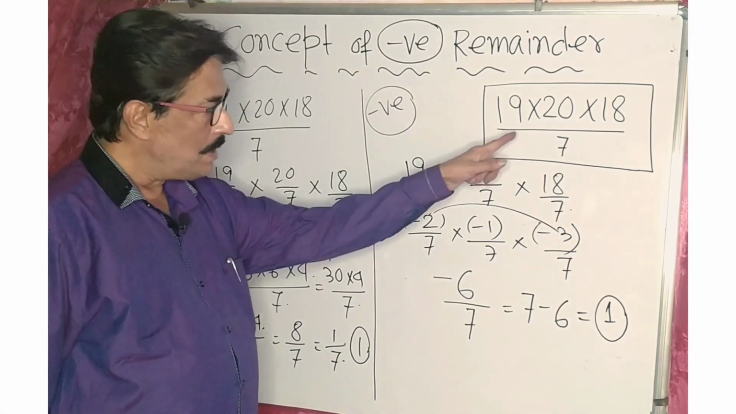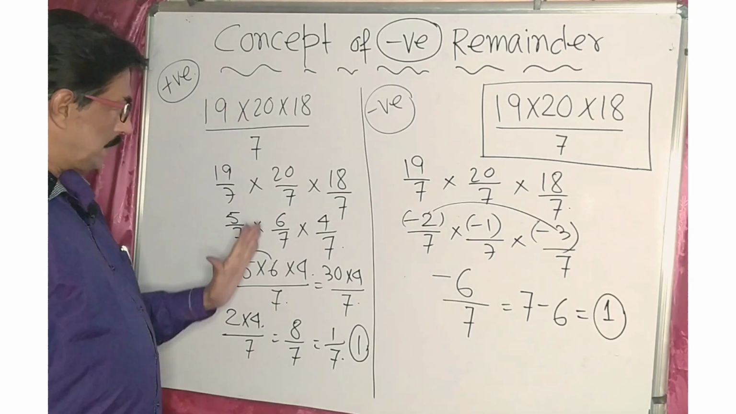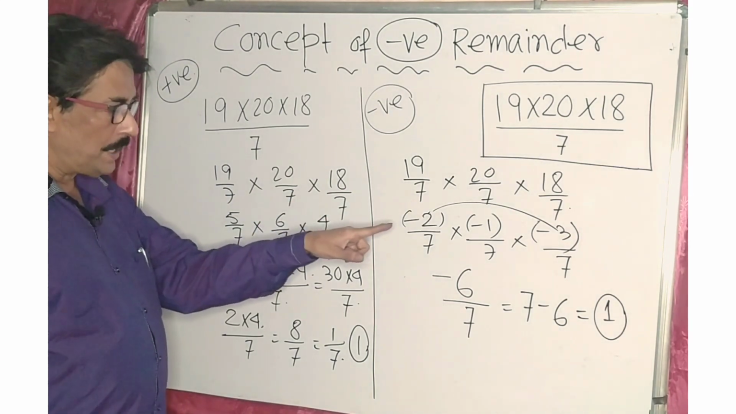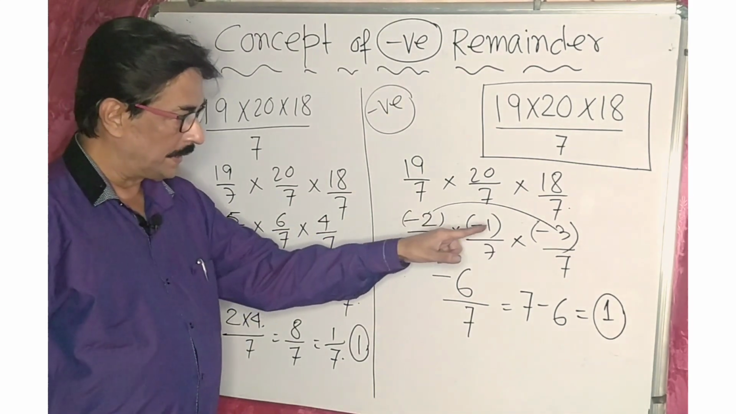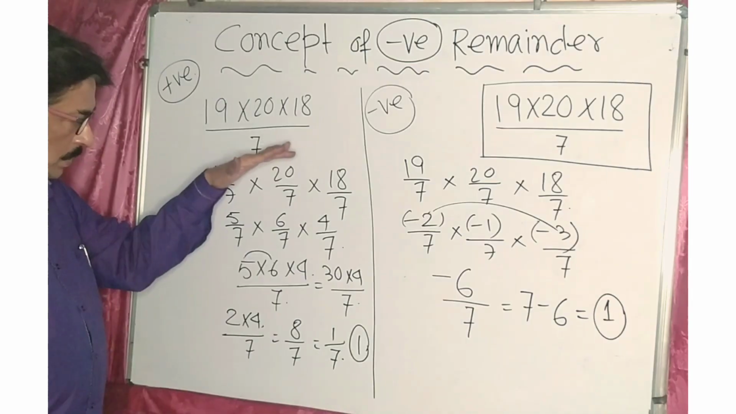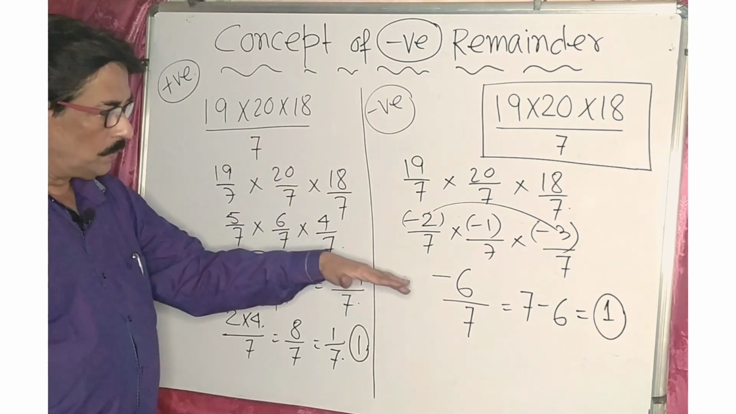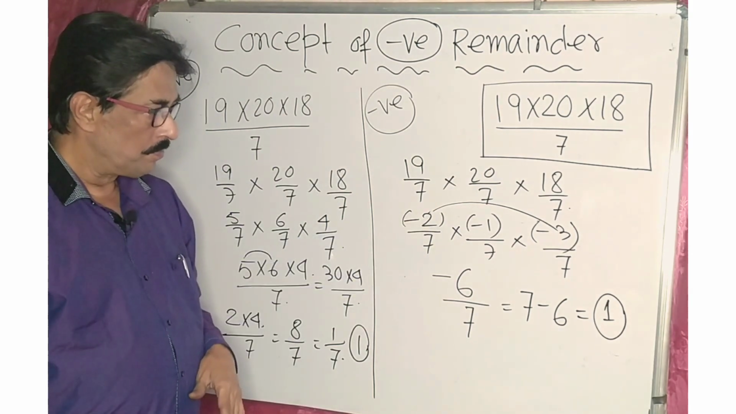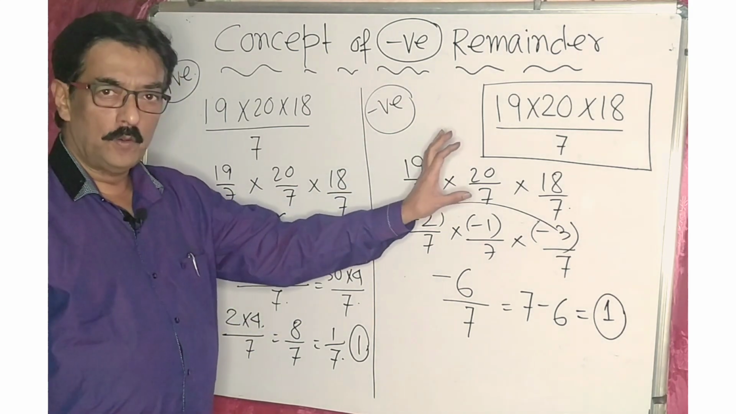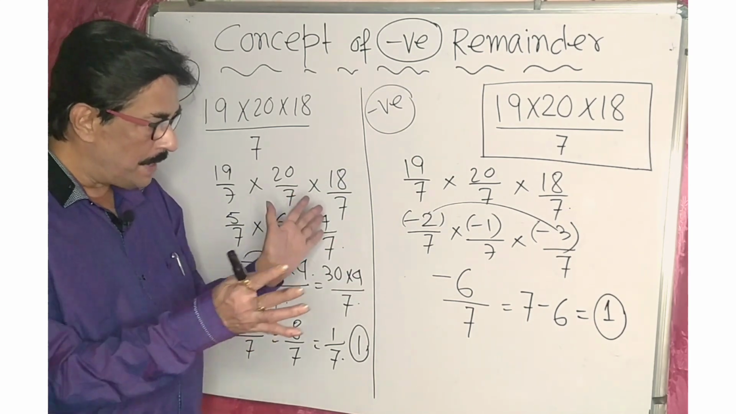Now, the same problem is solved by two different methods. For the positive remainder method, we got the remainders 5, 6 and 4. In the negative remainder method, we got the numbers 2, 1 and 3, which are lesser than these numbers. In the positive remainder method, we got the answer after 5 or 6 steps. In the negative remainder method, we got the answer after 3 steps. Now this is time bound. You have to do the problem within 20 to 30 seconds. In the case of negative remainder, we can minimize your timing.